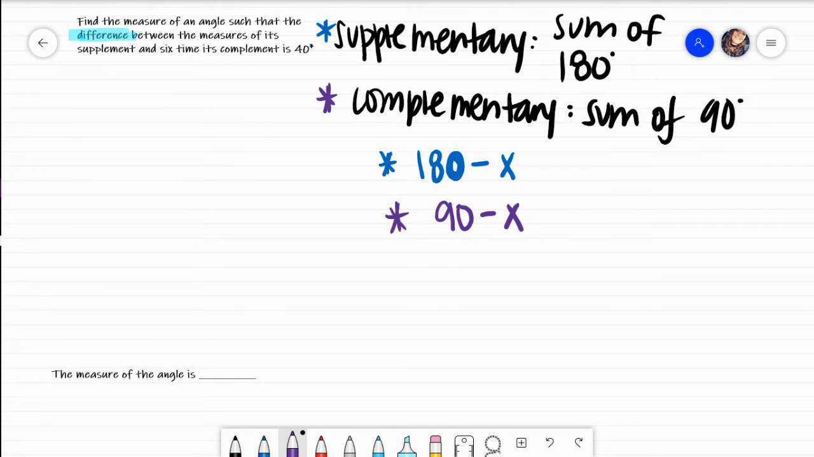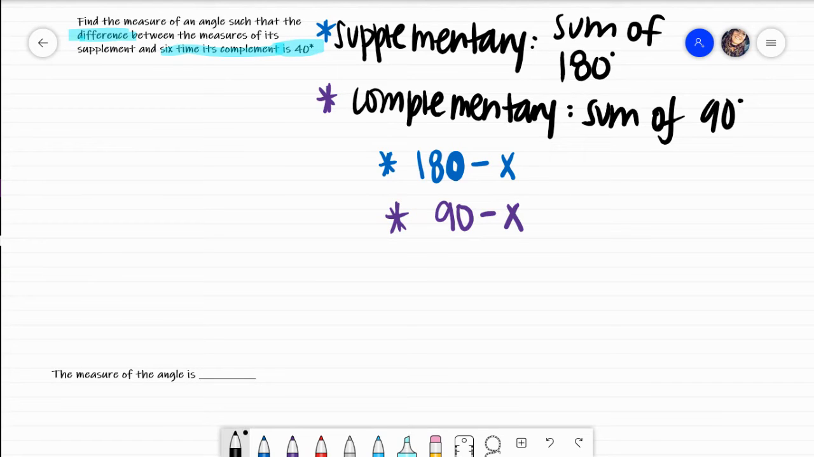Okay, so I have those right there. Those are actually going to be a part of my equation. I just need to see here where it says 6 times its complement. Excuse me, there should actually be an S attached to that word time. Okay, and then I also see "is 40."